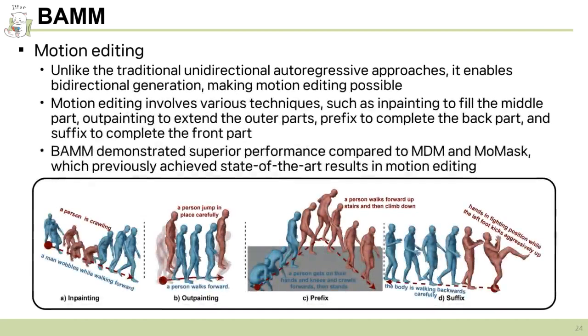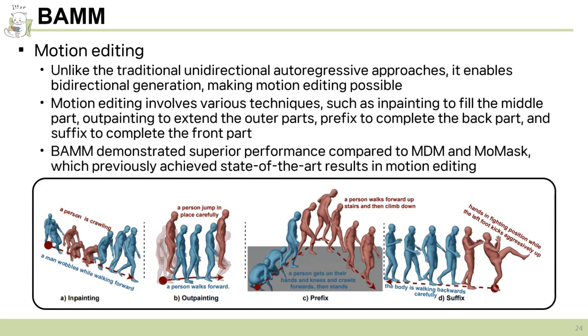One of the unique strengths of BAMM is its capability for motion editing, which is made possible through its bidirectional generation process. Unlike traditional unidirectional autoregressive models, BAMM enables dynamic editing of motion sequences by leveraging bidirectional attention. Motion editing consists of various techniques, including in-painting, out-painting, prefix, and suffix.